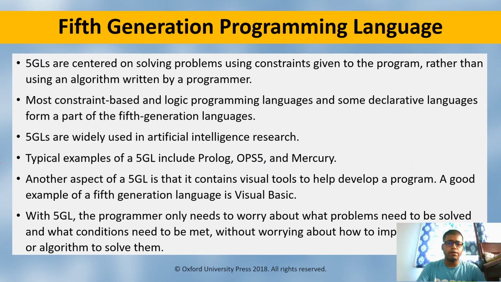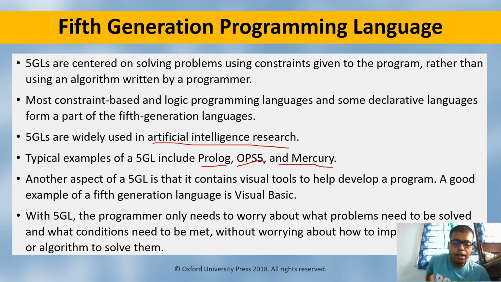And also there are fifth generation languages, which are mainly used for artificial intelligence research, like Prolog, OPS5 and marketing. We don't have any idea about these languages; I don't go through these languages. Also there is another language, Visual Basic, which is one of the older languages. This is also a fifth generation language. It is used to control the visual tools for any particular program.